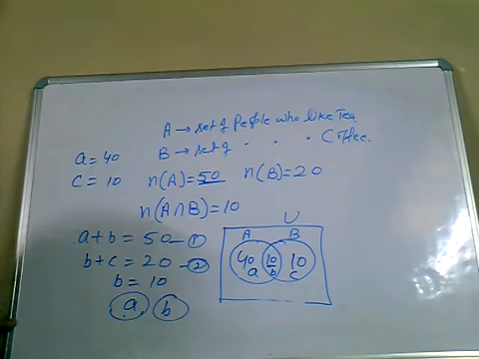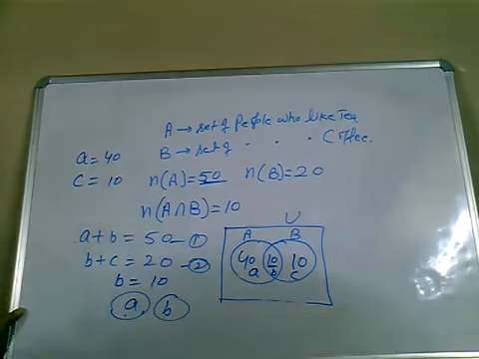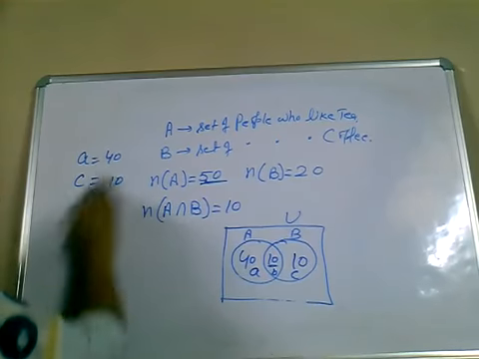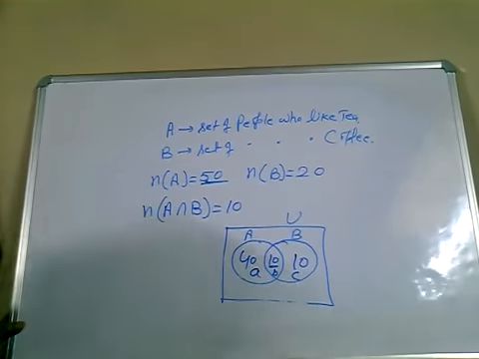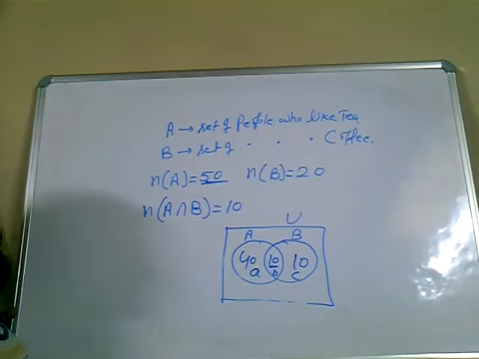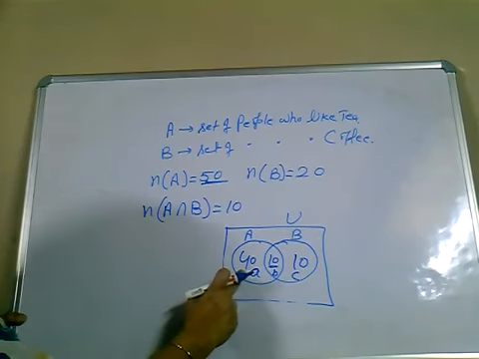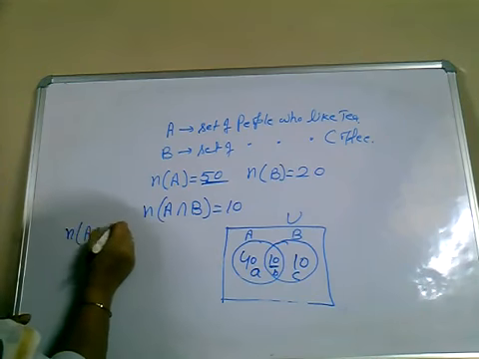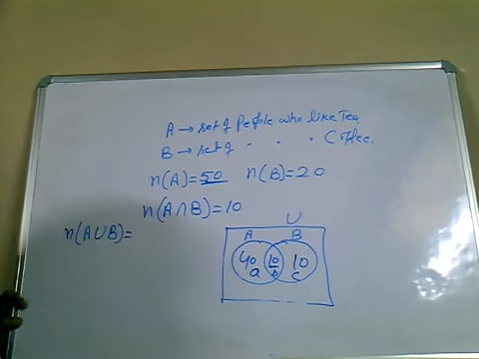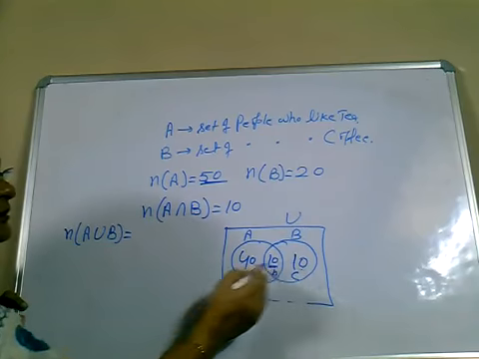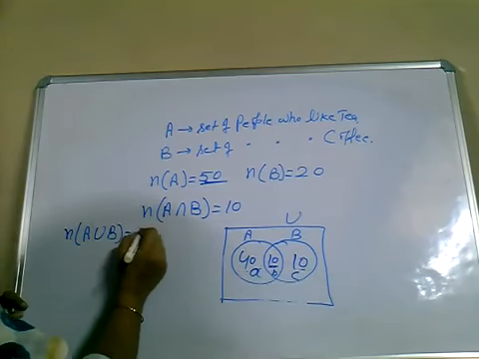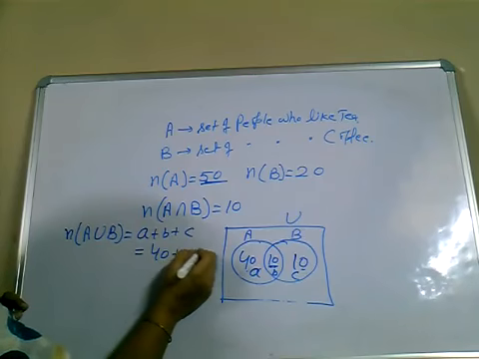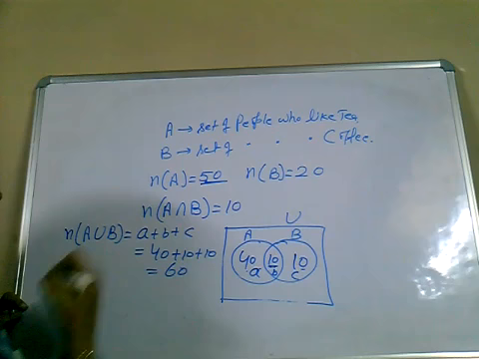Now, what about the number of people who like at least one drink? Number of people who like at least one drink, either A or B, it means we have to find A union B. It means we have to sum all the elements. It means a plus b plus c, that is 40 plus 10 plus 10, it means 60.